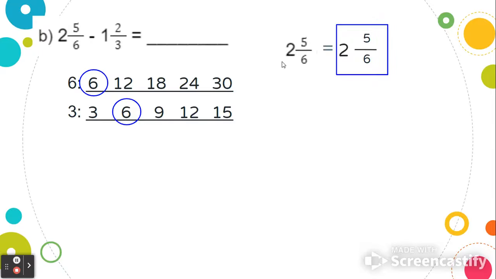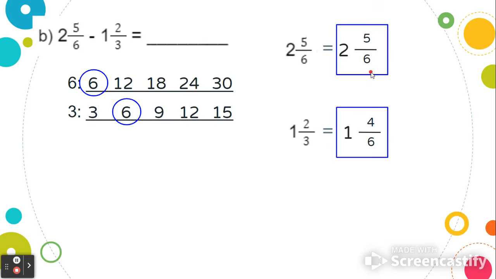Now we have 1 and 2/3. Here, we have to rewrite this with a denominator of 6. So we ask ourselves, what do we multiply by 3 to get to 6? Well, 3 times 2 equals 6. So we're going to multiply by 2 on the top. 2 times 2 is 4. The whole number 1 stays the same. Now we have our equivalent fractions where the denominators are both 6.